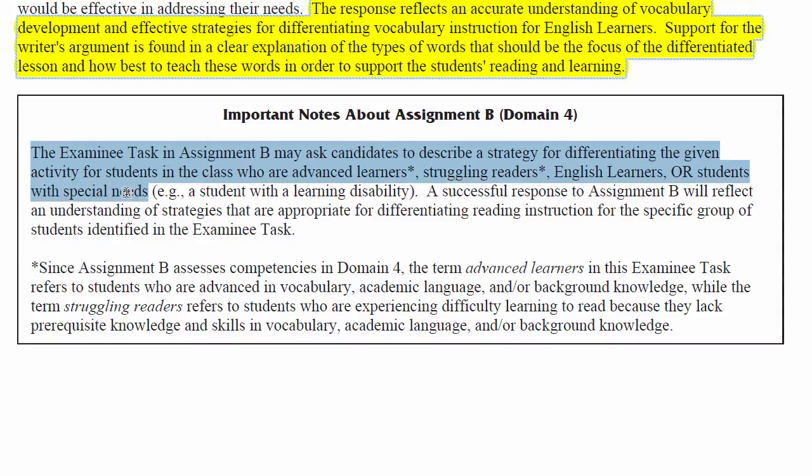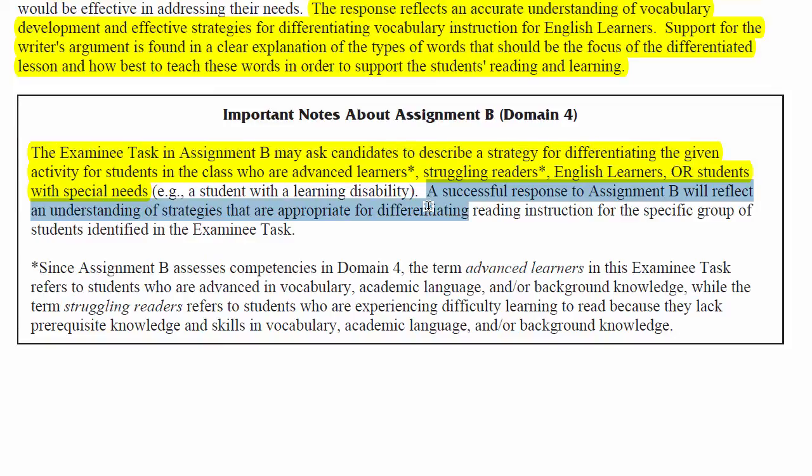Oh, man, these guys make things so clear and easy, don't they? The examinee task in Assignment B may ask candidates to describe a strategy for differentiating the given activity for students in the class who are advanced learners, struggling readers, English learners, or students with special needs, a student with a learning disability. A successful response to Assignment B will reflect an understanding of strategies that are appropriate for differentiating reading instruction for the specific group of students identified in the task.